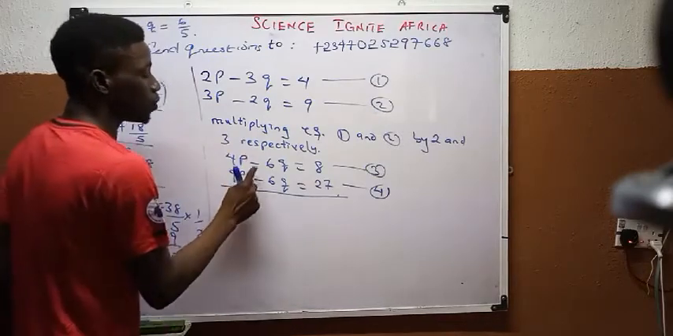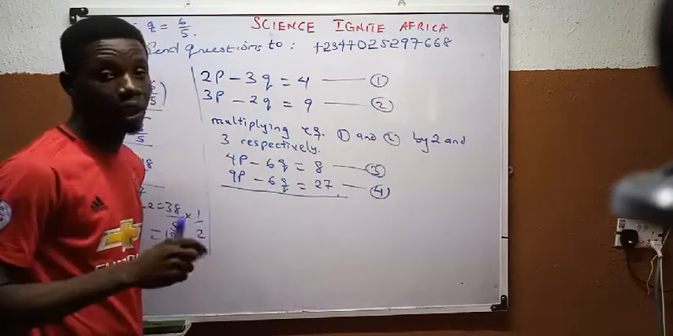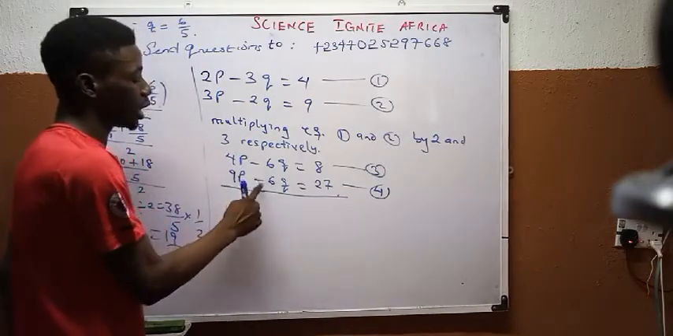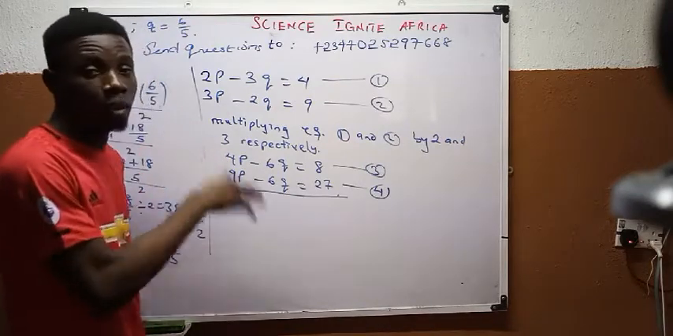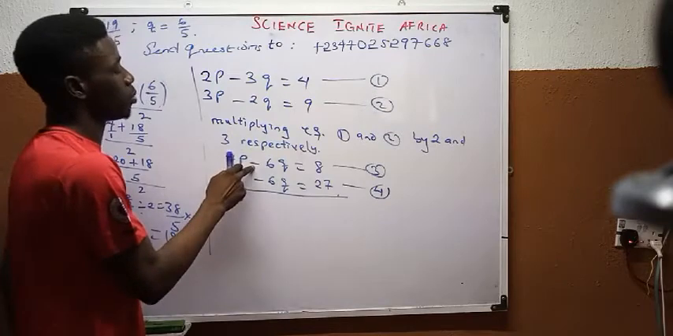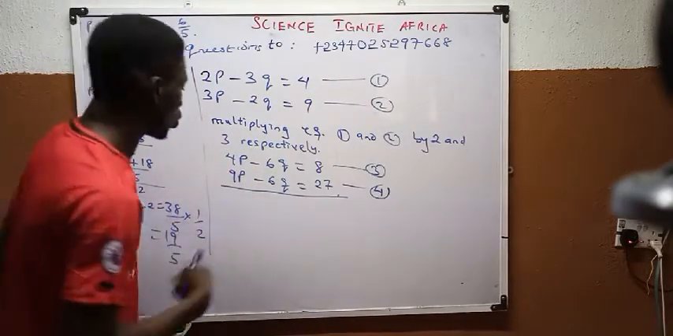In this case we have minus sign and minus sign, two negative signs. So definitely we are going to subtract. Even if this were positive sign and positive sign, we would still subtract. The only case where we add the two equations to eliminate q is when we have a negative sign here and a positive sign here, or vice versa.